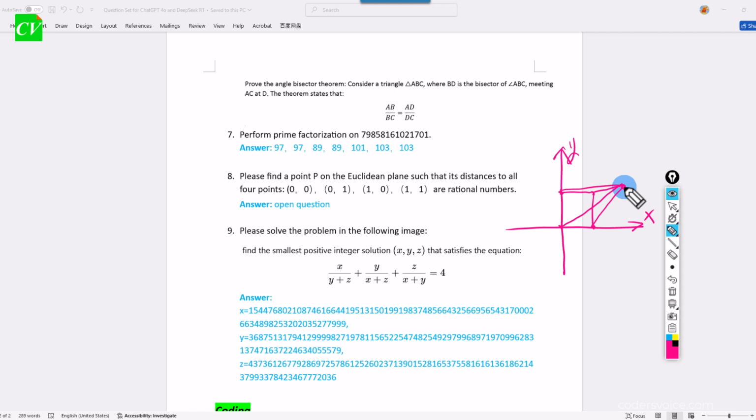So whether we can find a point, from this point to these 4 points, where all the distances are rational numbers. Now this question is actually not a simple question. This is an open question. Whether such a point exists or not, we are not sure yet. So now let's take a look at how ChatGPT and DeepSeek answer this question.